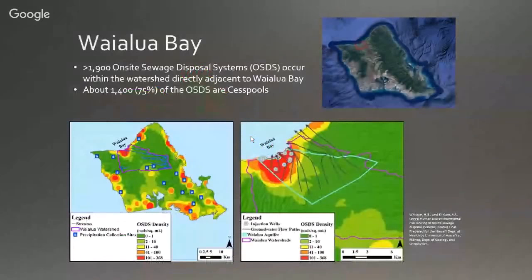Our main focus area is Waialua Bay, which is on the North Shore. It's a high priority area because there are 1,900 on-site sewage disposal systems within or adjacent to Waialua Bay. And 1,400 of these, or 75%, are cesspools. And as you can see, it's very close to the coastal water, so it's an important thing.